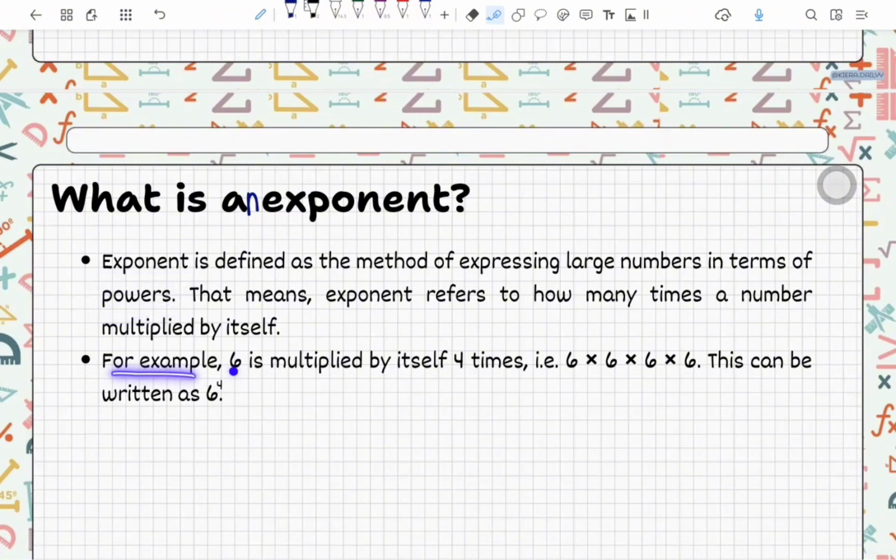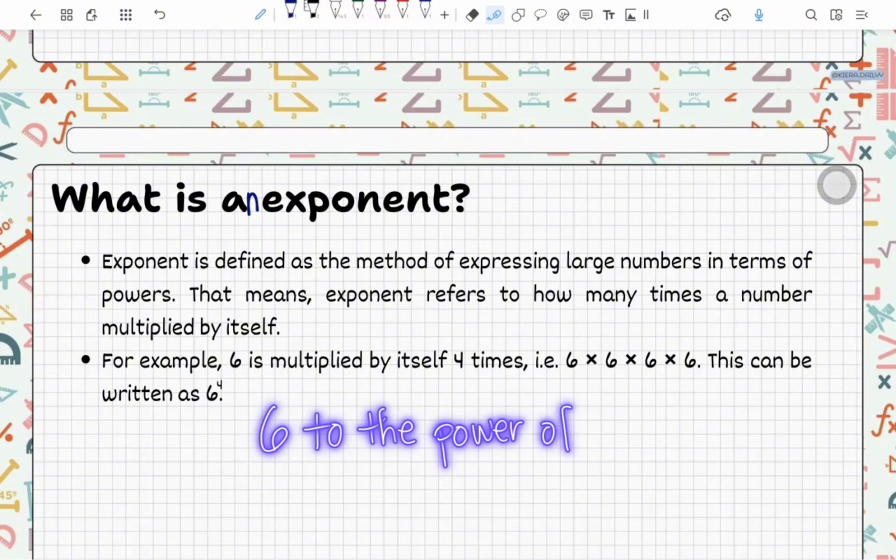For example, 6 is multiplied by itself 4 times. That means 6 times 6 times 6 times 6. So that's a large number if we're going to multiply it. Therefore, we can also write it in exponential form or exponent form. That is written as 6 to the power of 4. So again, we can read it as 6 to the power of 4, or that is 6 times 6 times 6 times 6.